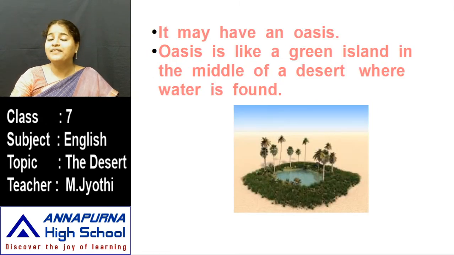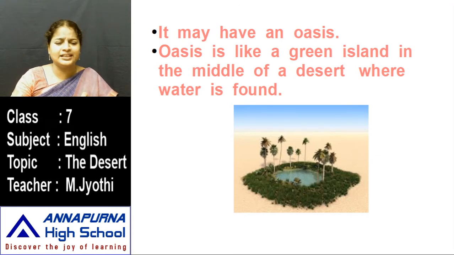Okay, it may have an oasis. Have you seen an oasis, children? Yes, this is called an oasis. Oasis is a green island in the middle of a desert where water is found. In the desert we cannot find water, but in the oasis we can find water. So oasis means a green island in the middle of a desert. Where is it? In the middle of the desert.